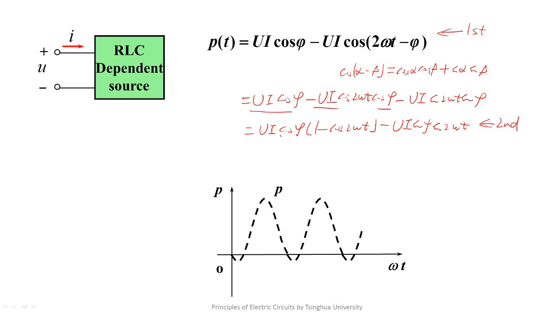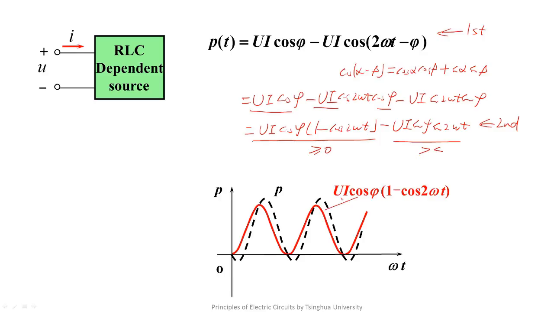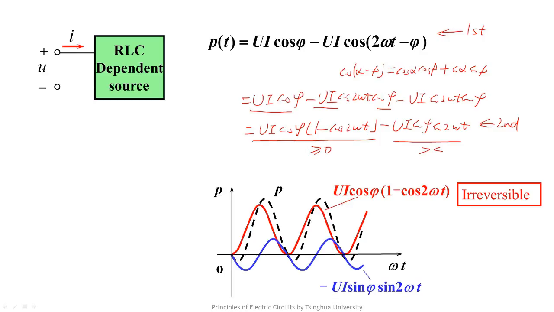Its absorbed instantaneous power, you see, this part is the part of no less than 0, and this part is the reversible part that changes between greater than and less than 0. That is to say, this is the first part, the irreversible, and this is the second part, the reversible. In the next few lectures, we will discuss in detail the first and second one respectively.